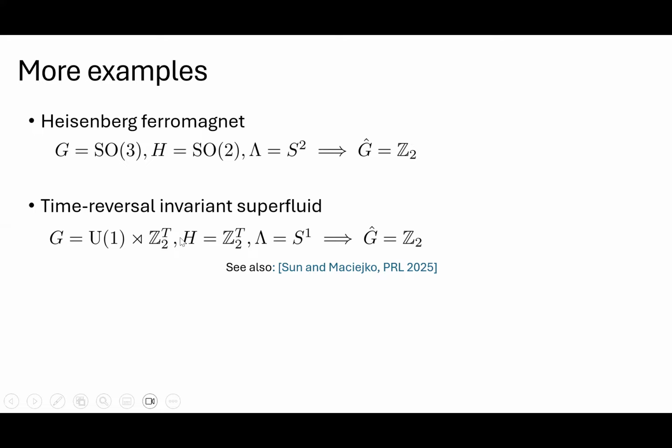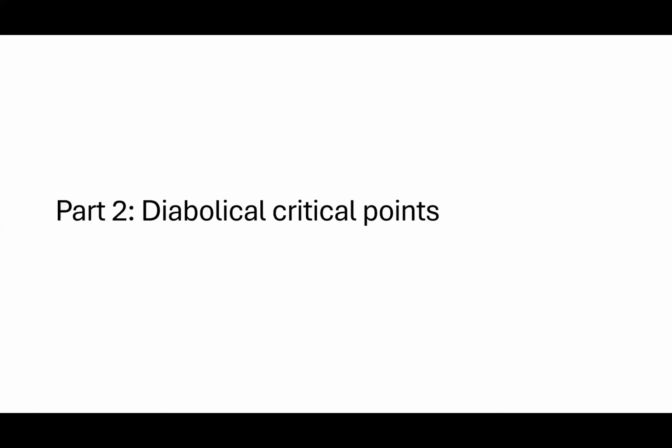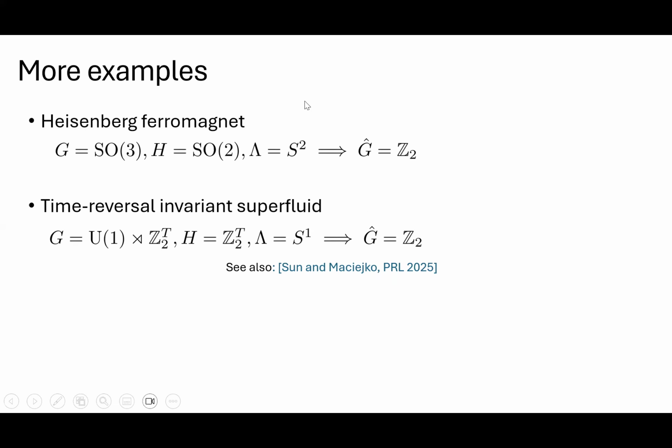And it's a similar story with this time reversal invariant superfluid. So then you have U(1) semidirect product Z2^T gets broken down to Z2^T. Again, the G hat is Z2 in that case. So this was also discussed in Sun and Masieko. Yeah, so that's about all I wanted to say about these spontaneous symmetry breaking families. I can open it for further questions on that.